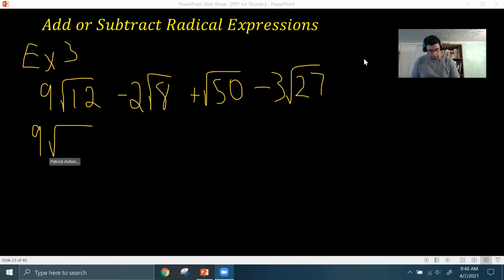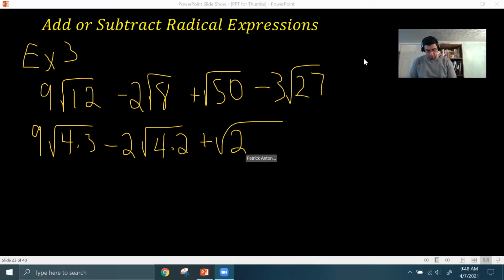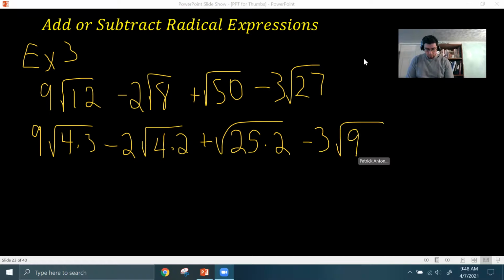Square root of 12, we already did one like this. That's 4 times 3, minus 2 square root of 8. Sometimes it's tricky, but remember 8 is 4 times 2, so you can write it as 4 times 2. Plus 50 is just 25 times 2. And again, I could write 50 as 5 times 10, but that's not going to show the perfect square factor. We want to set these up in terms of factors that have a perfect square in them.